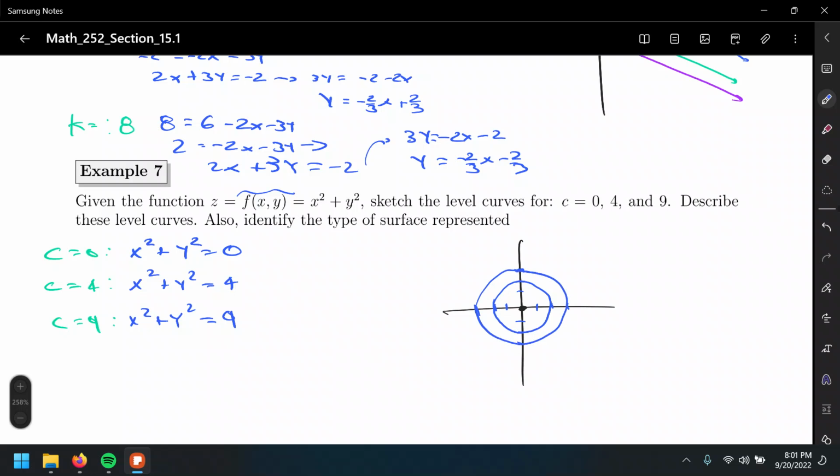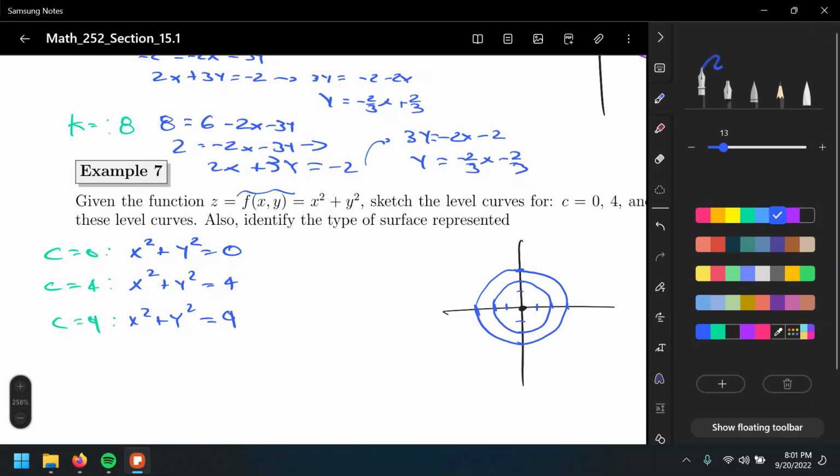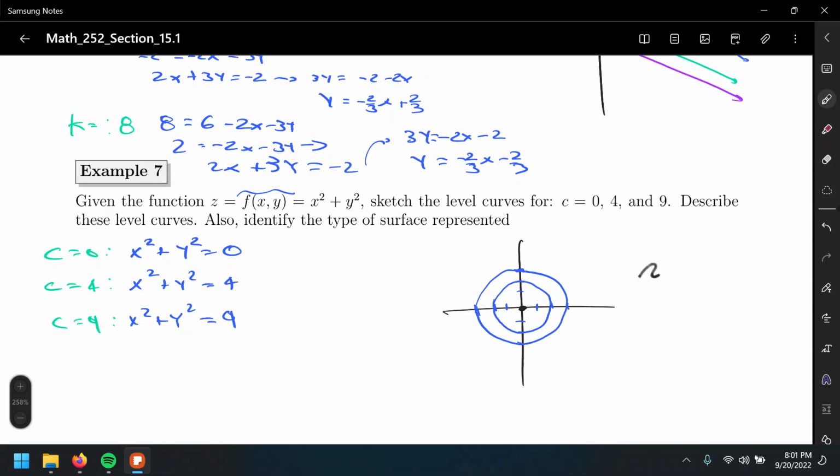And of course we can keep going and keep going, but I think 3 is enough. So what we have to describe here is not the surface. We have to describe the mapping here, which in this case, these are concentric circles centered at the origin. Right?